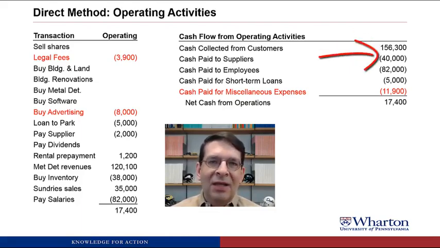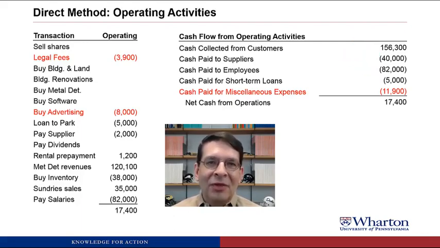Or let's say that Relic Spotter sold $40,000 of inventory and paid $40,000 to their suppliers. Again, the cash flow makes sense. But what if Relic Spotter only sold $10,000 of inventory? Then the question is, why did they spend an extra $30,000 in cash to acquire inventory they didn't sell?